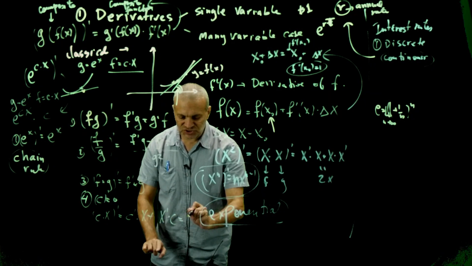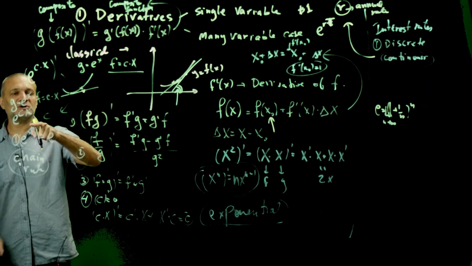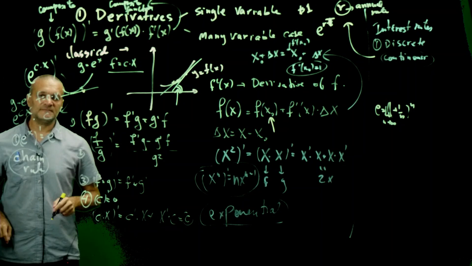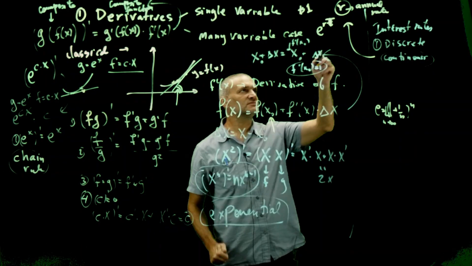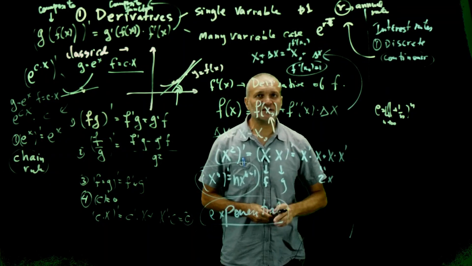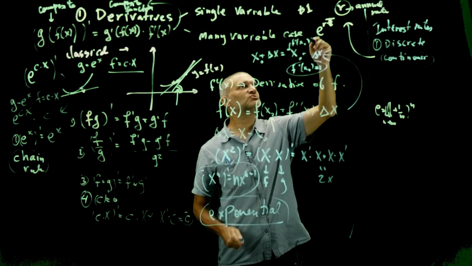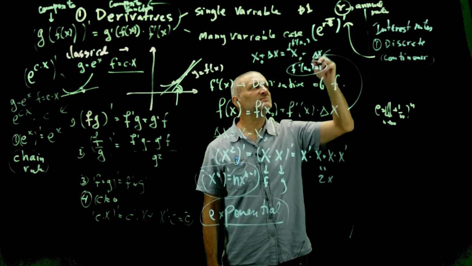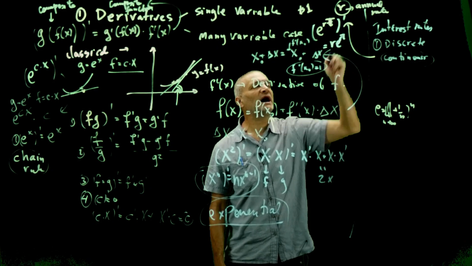You have x prime times c, which is c. So here, you are going to have e to the power of cx times c. Conclusion: what it means here is that if I'm going to have a derivative of e to the rt prime, I'm going to have t e to the rt. Now, why is it important?